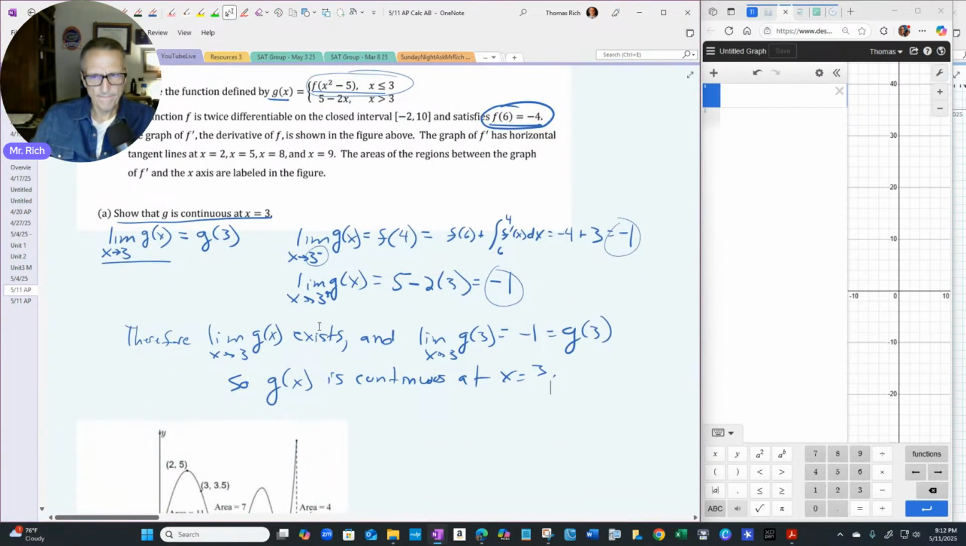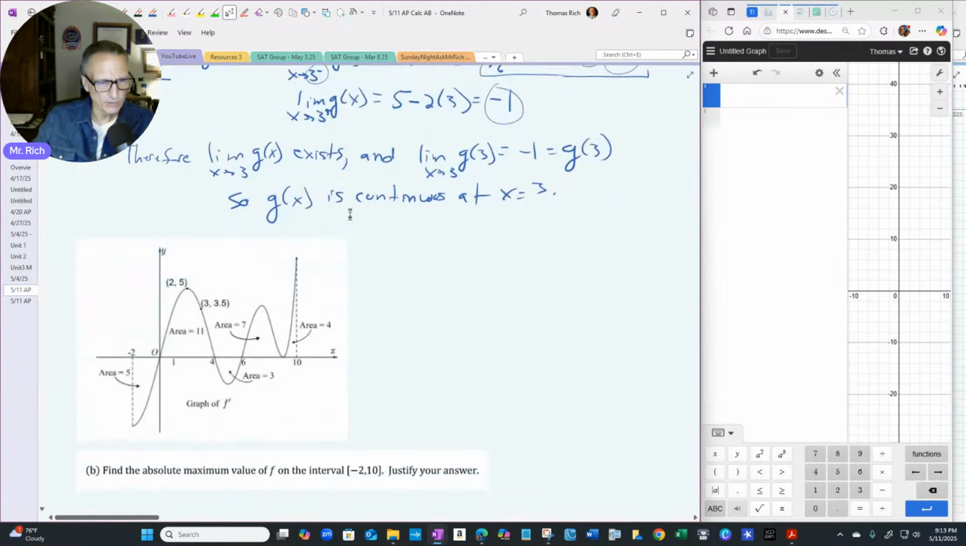Questions, class, on that? That was a bit of a curveball right there, where we had to resort to using our fundamental theorem to start at a known value of my function and then integrate to another value and get the change using the integral. So negative 4 plus 3, negative 1. All right, let's go down to the next question.